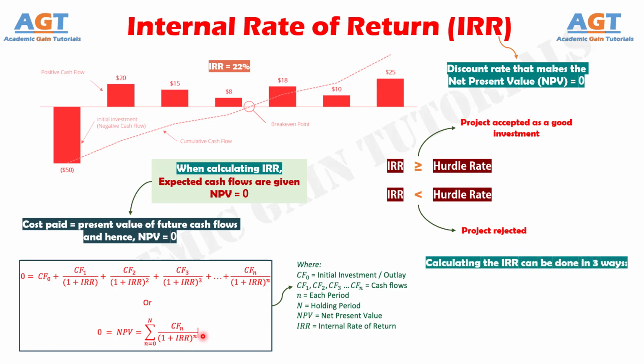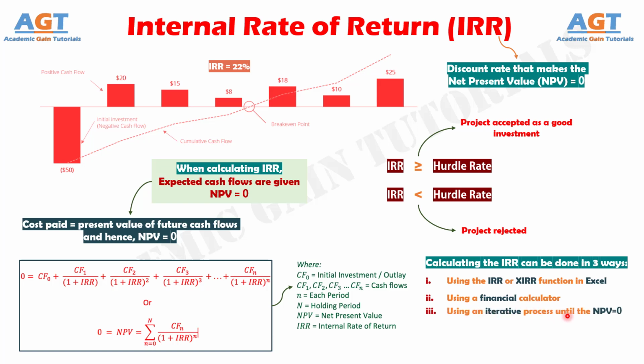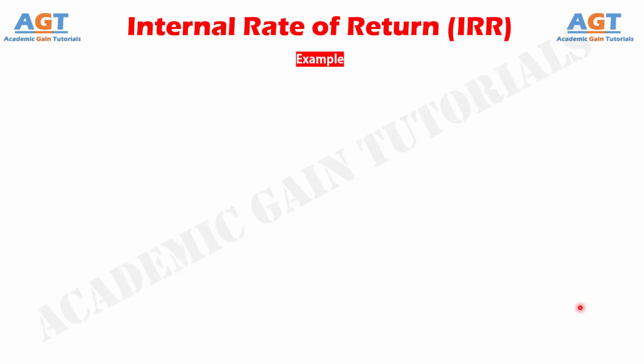Now, calculating the internal rate of return can be done in three ways. Number 1, by using the IRR or XIRR function in Excel or other spreadsheet programs. Number 2, by using a financial calculator. And number 3, by using an iterative process where the analyst tries different discount rates until the NPV equals 0. The goal seek in Excel can be used to do this. Let's look into an example of how to calculate the internal rate of return.